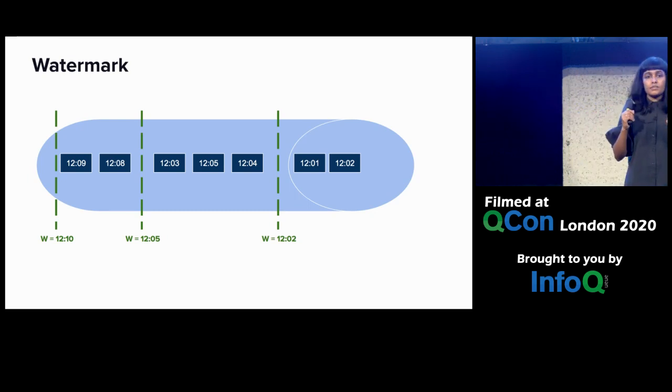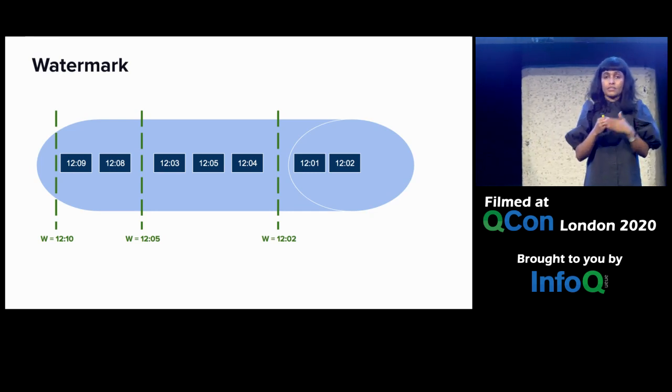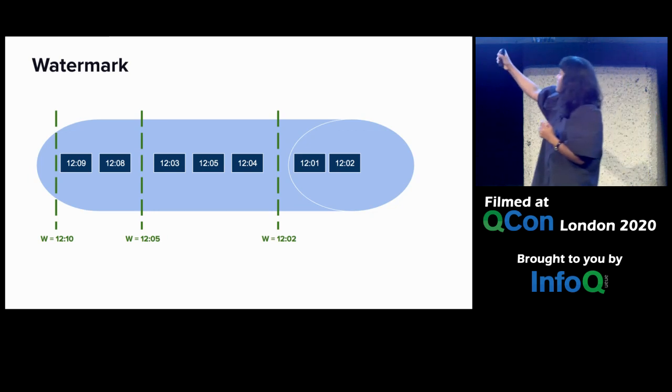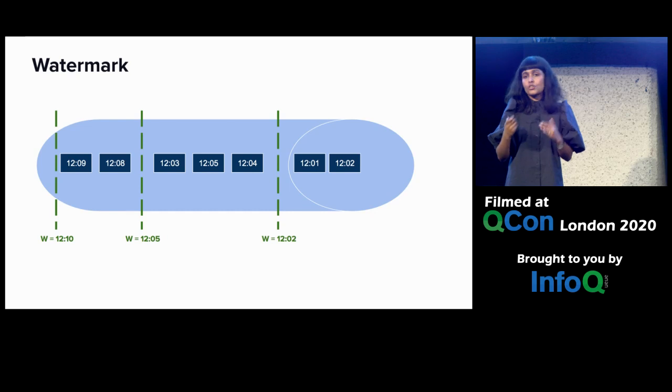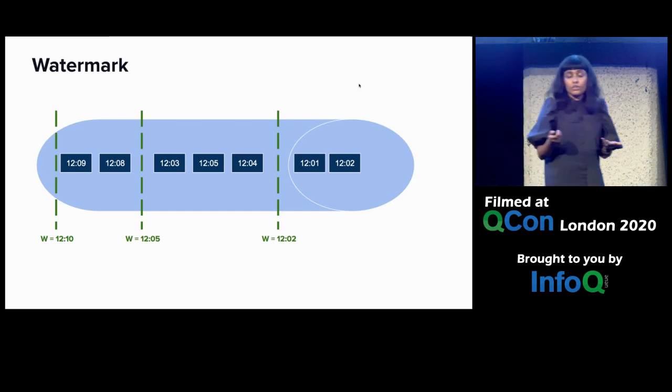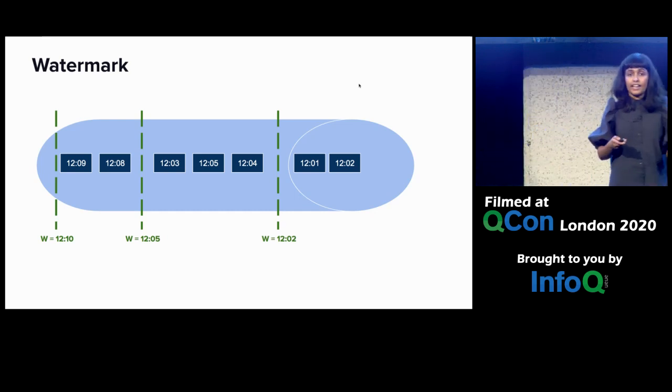And when the system sees a watermark, what it tells the system is, you can stop waiting for events having timestamp smaller than mine. So when the system sees this watermark 12:02, it knows that I should have received everything having a lower timestamp than this. So if there are any windows that need to be committed, I can go ahead and do that.